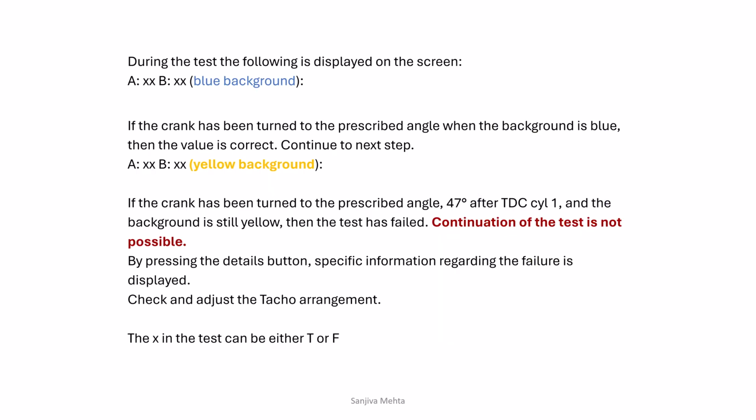So during the test, the following is displayed on the screen. A, B, what I have written something there, no? EFFT, BFF something. If the crank has been turned to the prescribed angle when the background is blue, then the value is correct. Continue to next.